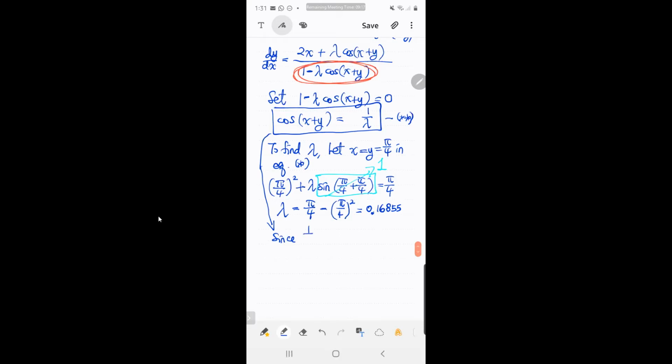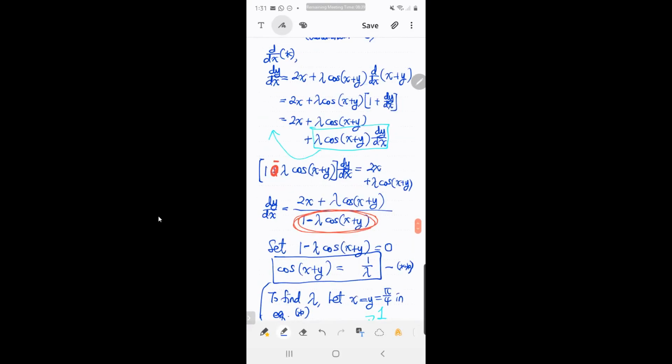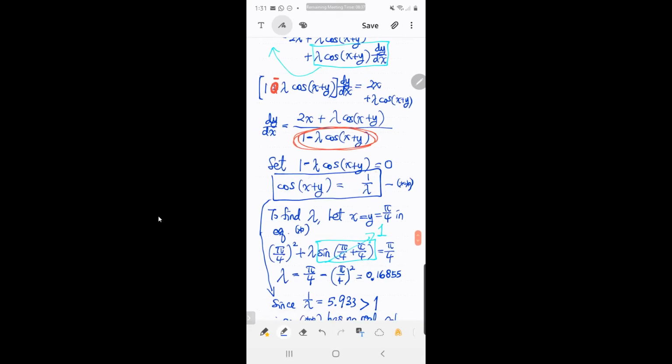Since 1 over lambda means what in this case? So the reciprocal of 0.16855 is what? Give me the value. 1 divided by 0.16855 is 5.933. So clearly this is greater than 1, right? So when this is greater than 1, therefore equation star star has no real solution. So when equation star star has no real solution, what does that mean? That means our original assumption that 1 minus lambda cos(x plus y) equals 0 is wrong.